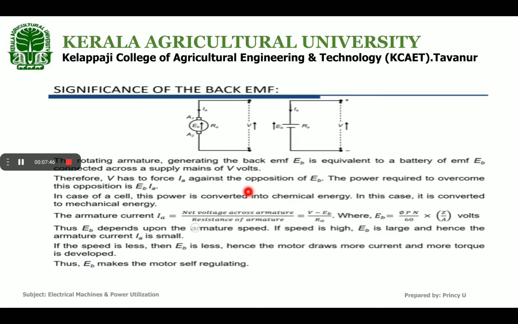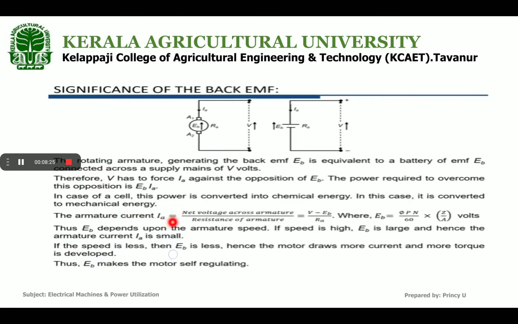So the power required to overcome this opposition is known as the electrical work done by that armature, that is EB into IA. So in case of a cell, if we are assuming it as a cell, this power is converted into chemical energy. If it is a battery, that work done is converted into chemical energy. But we know that here it is a motor. It is actually not a battery or cell. In this case, it is converted into mechanical energy.